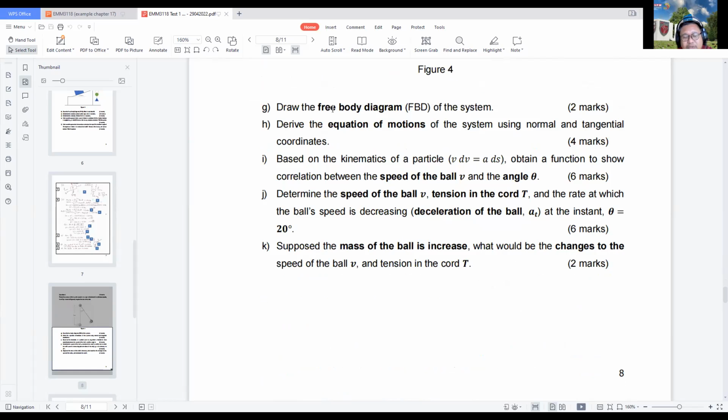First, you need to draw the free body diagram, derive the equation of motion based on the kinematics of particle, obtain a function to show the correlation between the speed of the ball and the angle, and then determine the speed of the ball, the tension in the cord, and the rate at which the ball speed is decreasing. And lastly, suppose the mass of the ball is increased, what would be the changes to the speed of the ball and the tension in the cord T?